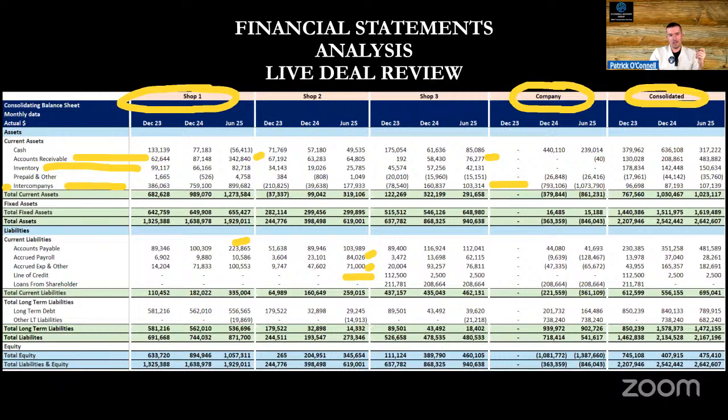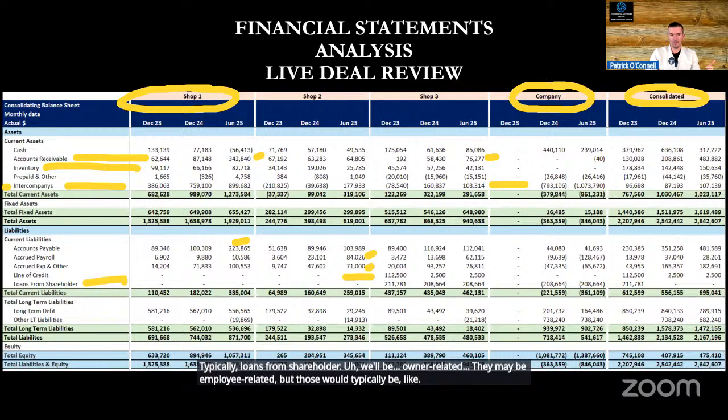One last line item is loans from shareholder. Typically, loans from shareholder will be owner related. They may be employee related, but those would typically be like employee advances. So when you're buying a business and you see loans from shareholder, ensuring that these are paid off and settled prior to closing is best practice. If there are other shareholders that the company has loans out to, making sure those are settled up prior to close, and understanding who these shareholders are, is what I would do for this.